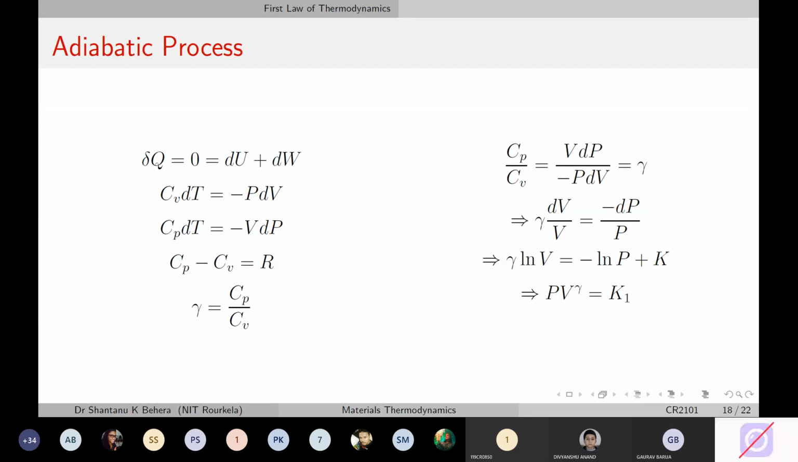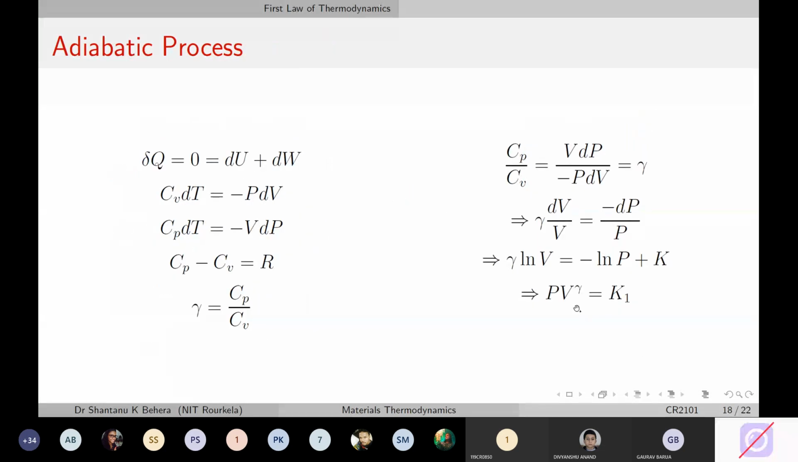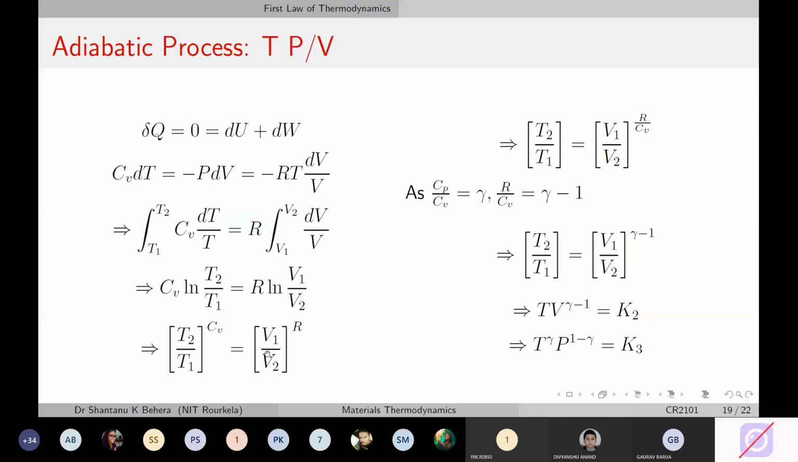And likewise, you can get functional dependencies between T and P and then T and V from this function, or you can do the same process again and arrive at this expression, which tells you that TV to the gamma minus 1 is constant, and T to the gamma, P to the 1 minus gamma is also constant. So these are the functional relationships between the thermodynamic variables T, P and V in an adiabatic process, and we can have a host of small numericals that you can solve just to familiarize yourself with these quantities and the formula. But that we'll have in terms of some assignment or some quiz in due course. I think some of these things you have already done, it is simply numerical kind of thing.